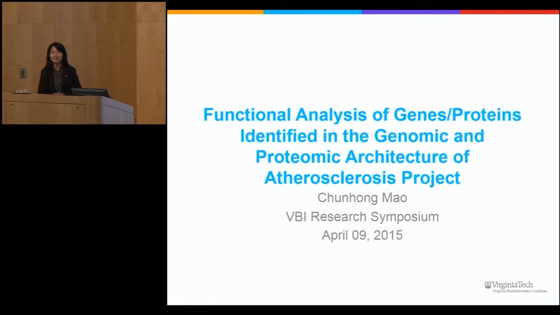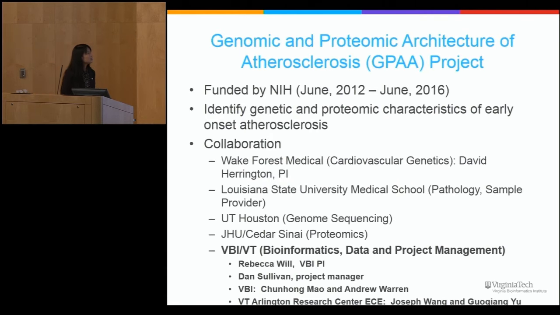I'm a member of CIA Division, and today I'm going to talk about one of the projects that I've been involved in, the GPA Project. The GPA Project is funded by NIH, and it's a large collaborative project. The goal of this project is to identify genetic and proteomic characteristics of early onset atherosclerosis disease. And 6 institutions are involved in this project.